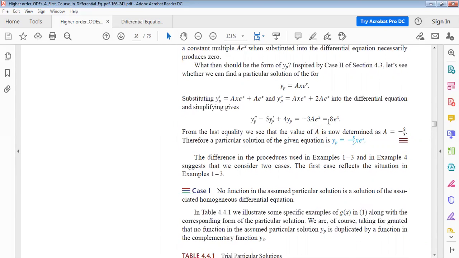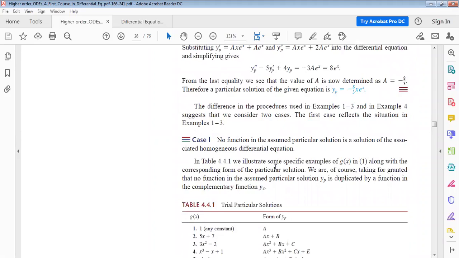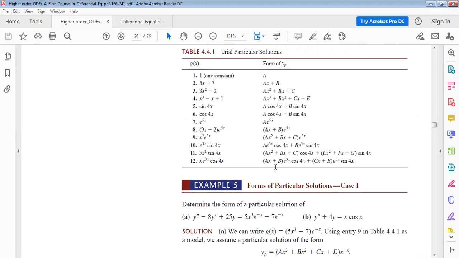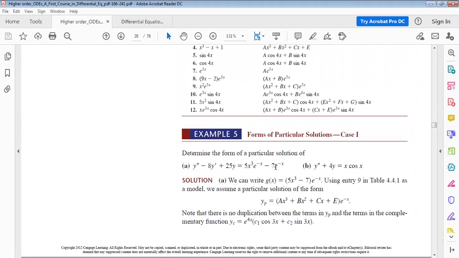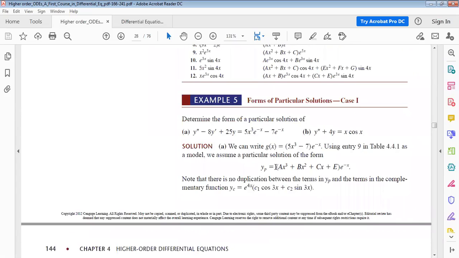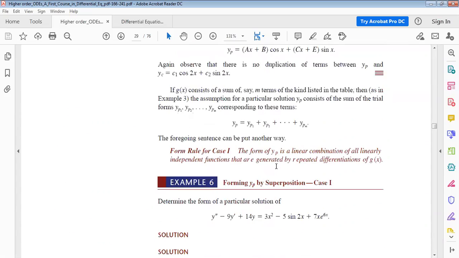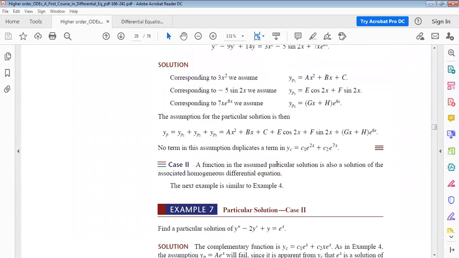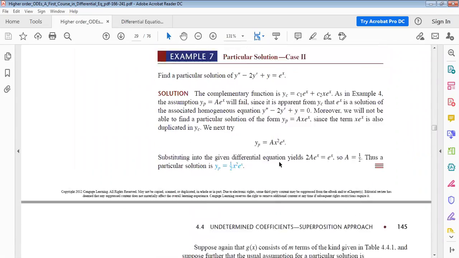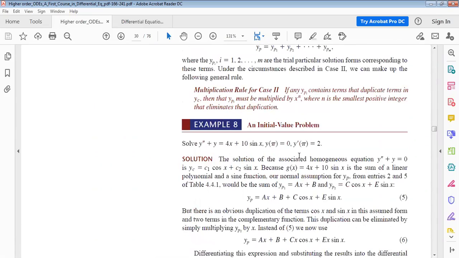minus 3a equals 8. Okay, minus 3a equals 8, so a equals minus 8 by 3. So yp is actually the particular solution, and this is the result. You can solve these types of problems also.